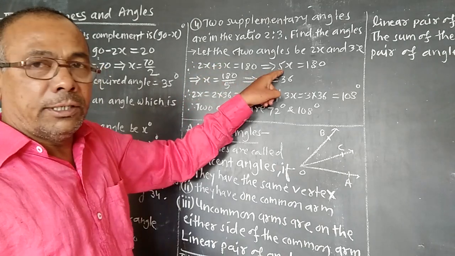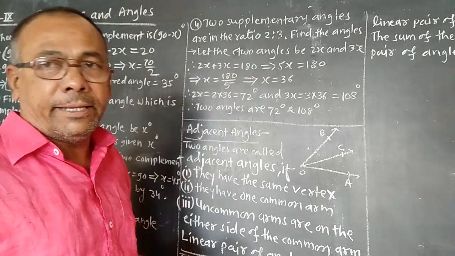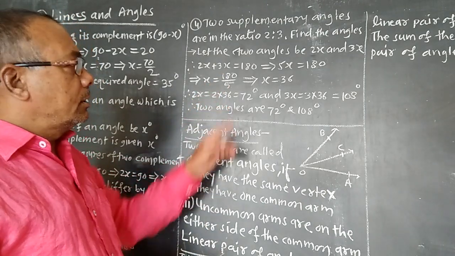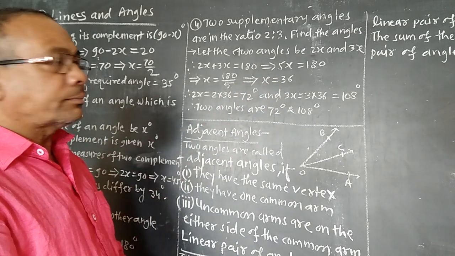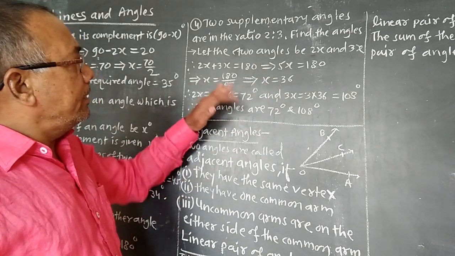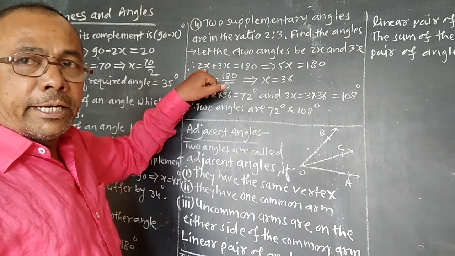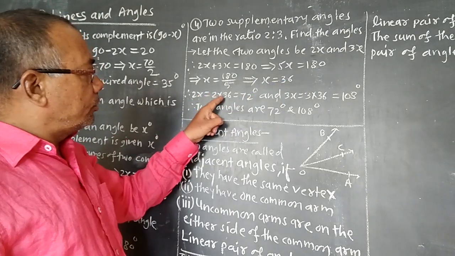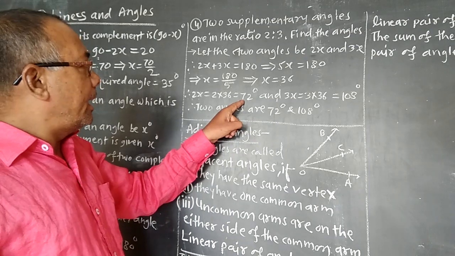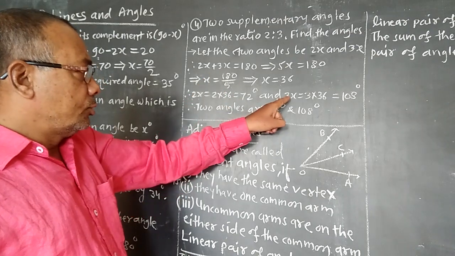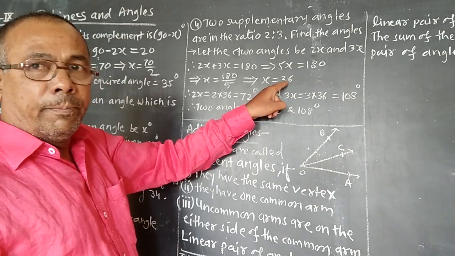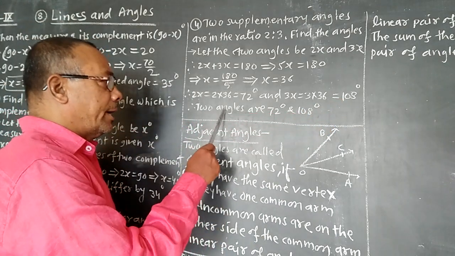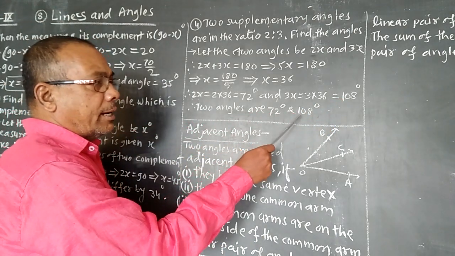2x plus 3x implies 5x is equal to 180 degree, implies x is equal to 180 upon 5, or x is equal to 36. Now we have to find the measure of the first angle, that is 2x. So 2x is equal to 2 into the value of x, which is 36. 2 into 36 will be 72 degree. And the next angle is 3x. So 3x is equal to 3 into 36, which is 108 degree, and therefore the two angles are 72 degree and 108 degree.